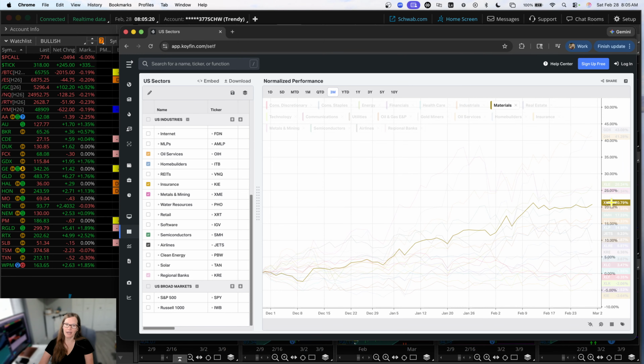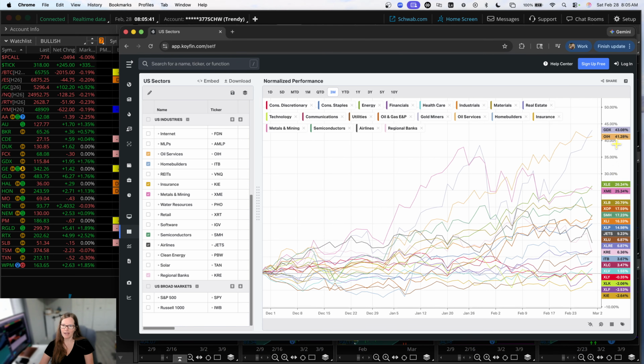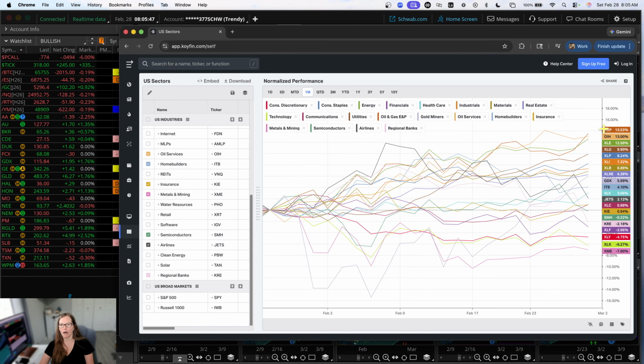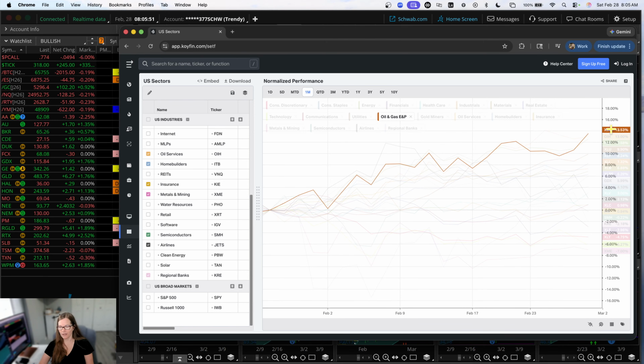And then up next, a name that was not here in the yearly look back is materials, XLB. It's just kind of had a slow grind up. It's a bullish trend for sure. Looking good over at least since December, this last 3 months. All right, so that's the top 5 over the last 3 months. Then I want to look back over the last month. Look at oil and gas exploration is up here at the top.